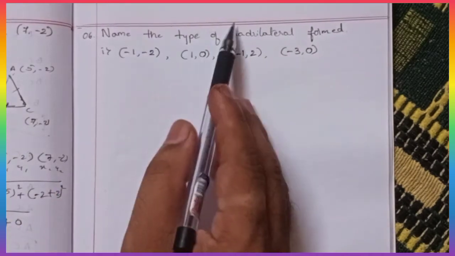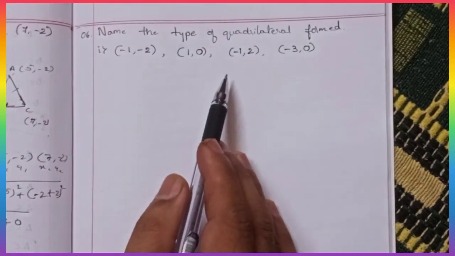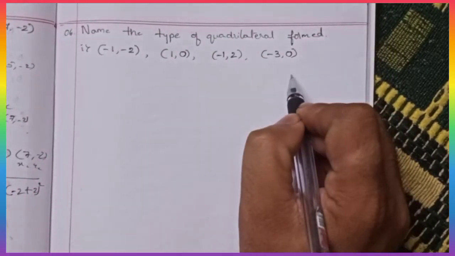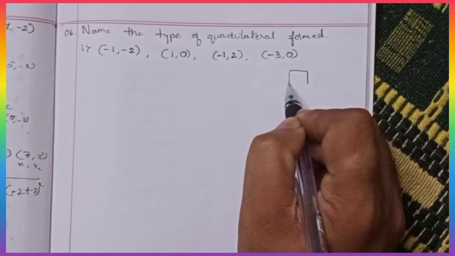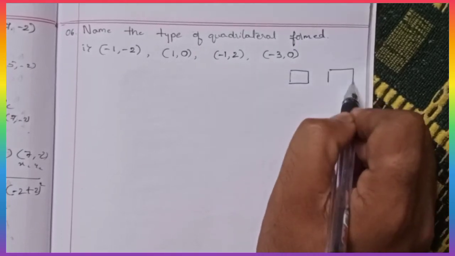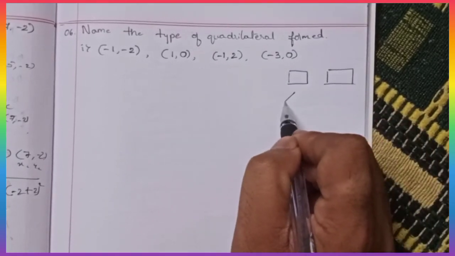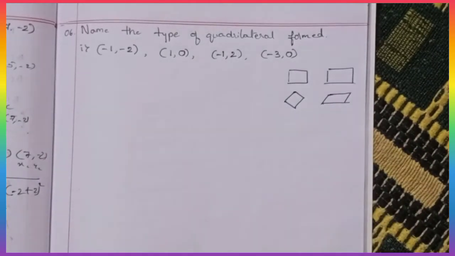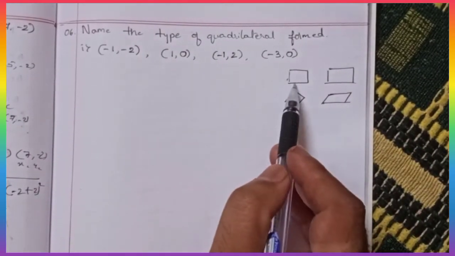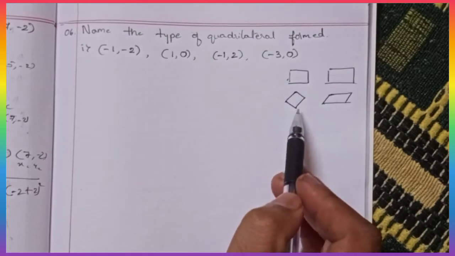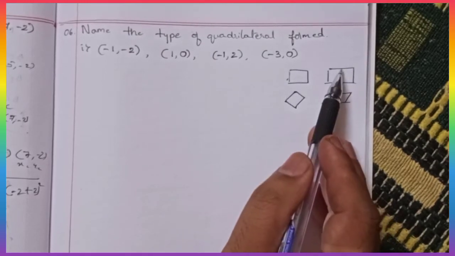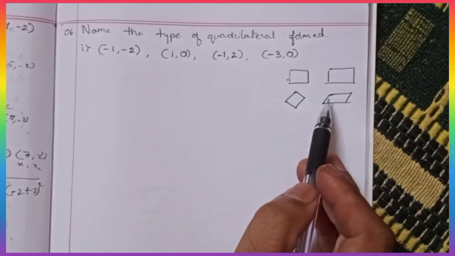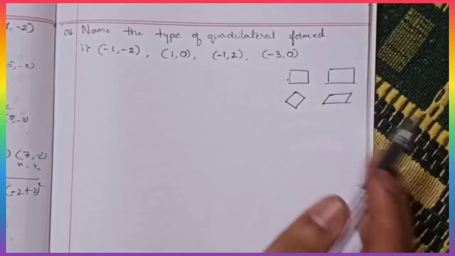Obviously, whenever we speak with respect to quadrilaterals, we need to think of four types of quadrilaterals. One is square, one is rectangle, one is rhombus, and the last one is parallelogram. Square means all four sides are equal. Rhombus also has all four sides equal. Rectangle means opposite sides are equal. Parallelogram also has opposite sides equal and parallel.